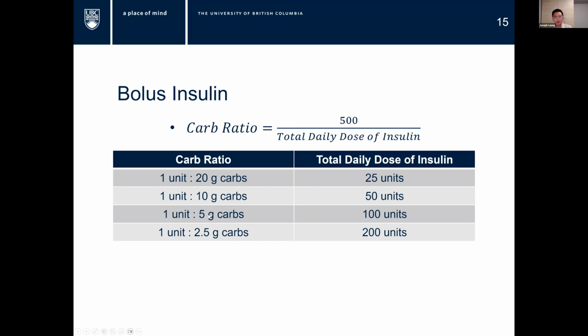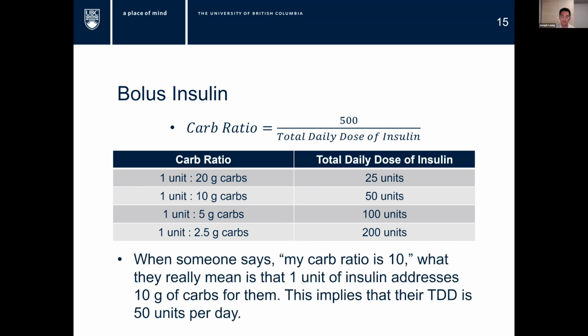Now, what does that actually mean? If somebody's carb ratio is 20, if somebody's carb ratio is 5, what does that actually mean? Well, this is how you would interpret or apply that number. When somebody says, my carb ratio is 10, what they really mean is that 1 unit of insulin addresses 10 grams of carbs for them. Now, interestingly, when you put that through this algebraic equation, it implies that their total daily dose of insulin is 50 units. That's rather interesting. We're just going to park that thought for a moment.